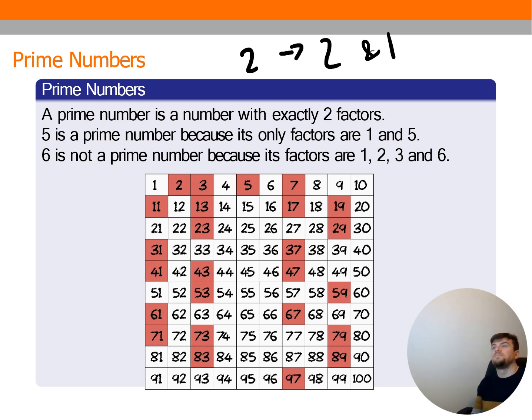So these are all our prime numbers in red, going all the way up to 100. We keep going there. So the way we check this is seeing if we can divide anything into them. If we can't, then if we can only divide by one and itself, then it's a prime number.